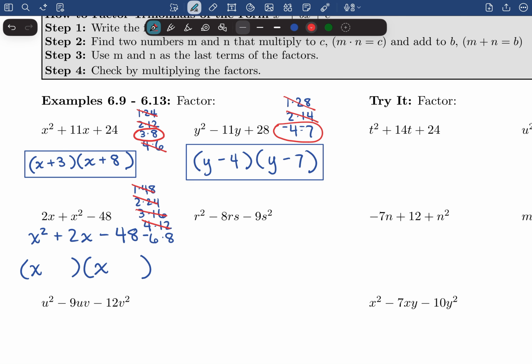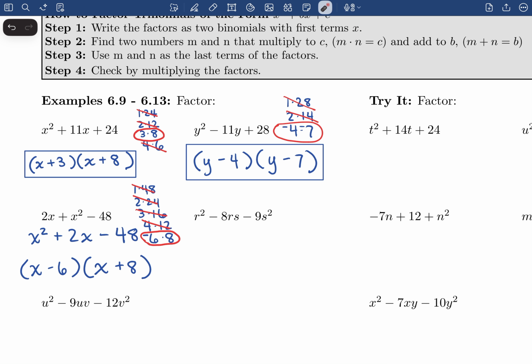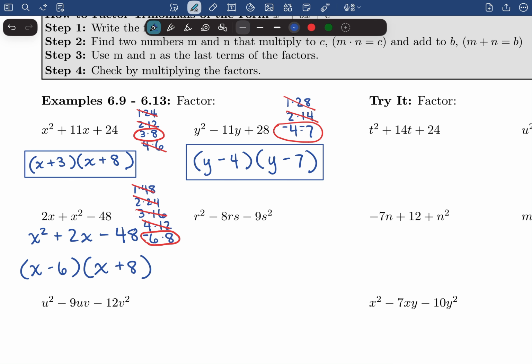So this is a little bit about trial and error for you. You have to go through a trial and error process to find the correct set of factors. And so now I can put the negative 6 in one of the binomials and the positive 8 in the other binomial. And it doesn't matter, once again, which I put them in these cases. All right, so there we go.